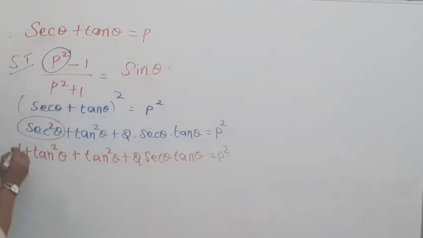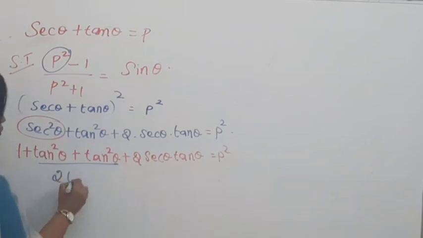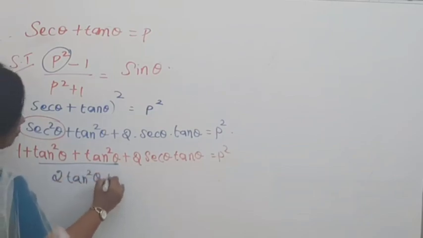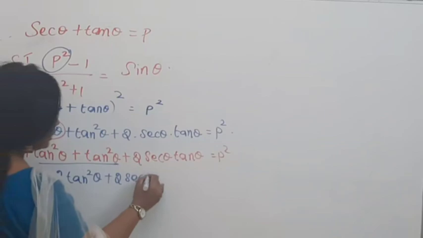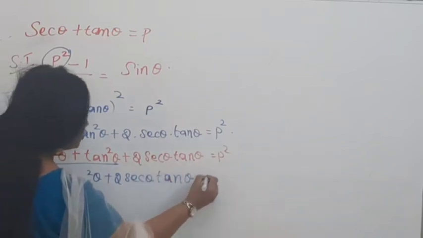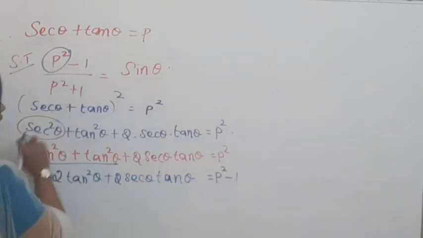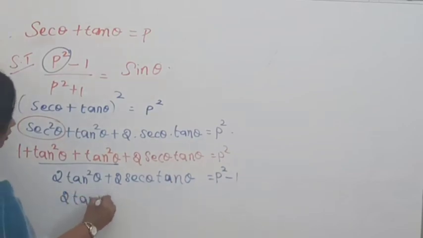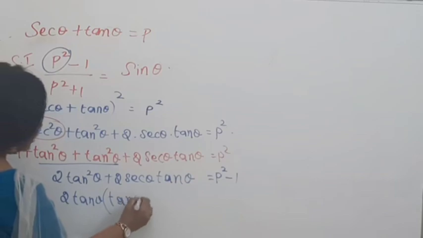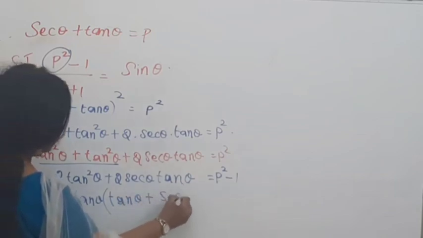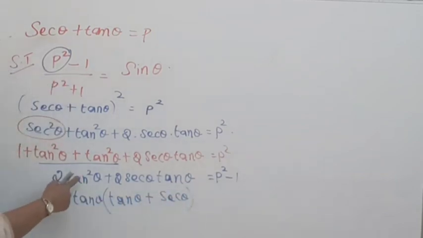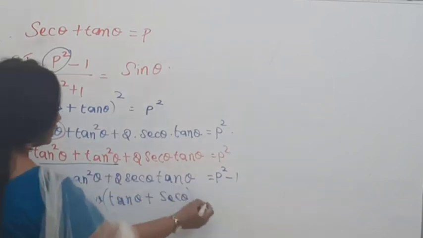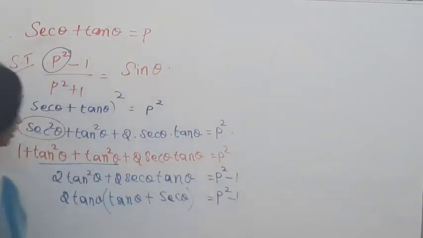Why I do this is, I can bring my minus 1 to the other side, it becomes minus 1. Now you add this one, that is 2 tan square theta plus 2 sec theta tan theta is equal to P square minus 1. And then 2 tan theta is common, take it out, which is tan theta into tan theta plus sec theta. So 2 tan theta has been taken out. So you are left with tan theta plus sec theta, which is equal to P square minus 1.